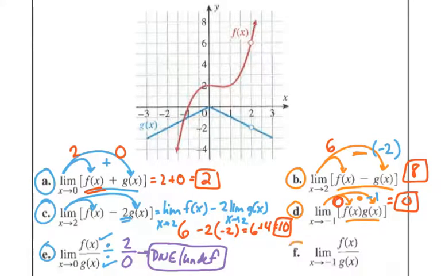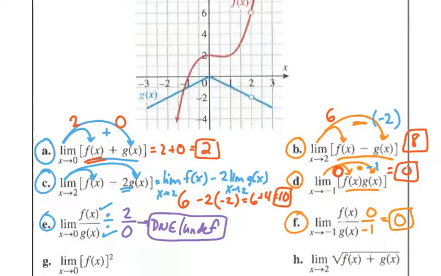Okay. Part F. Same idea, but we're approaching a different number now. So let's take the limit as I approach -1. f of x we found out was 0. g of x we knew from part D was -1. And 0 divided by -1, that's 0. That one's good to go.